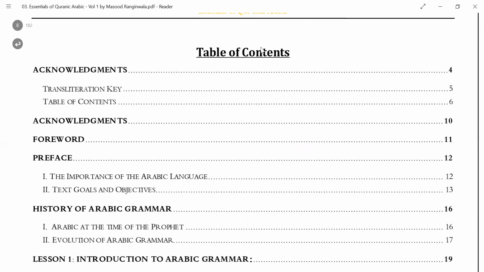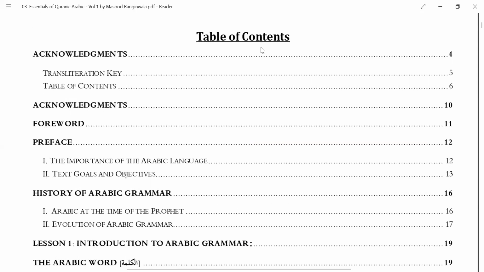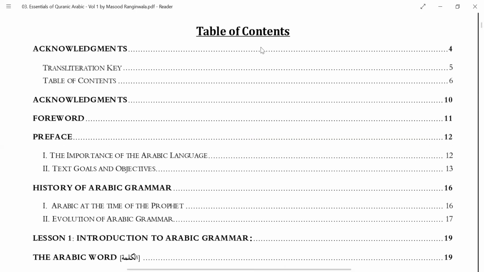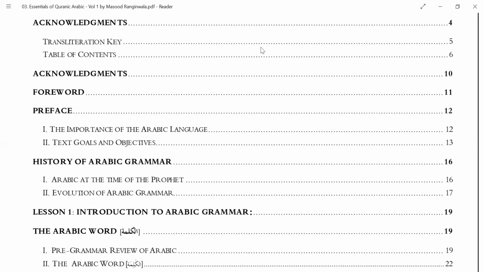This is the table of contents, which is what all the book is going to have, and this is exactly what all we are going to learn. Okay, so there is a foreword. That's just an introduction to the book. You should always go through the foreword before you begin any book, and the preface as well. In the preface, he has mentioned the importance of the language and the goals and objectives of writing this book. Then there are some notes on the history of Arabic grammar, what and how Arabic was at the time of Prophet Muhammad sallallahu alaihi wasallam, and then the evolution of grammar.